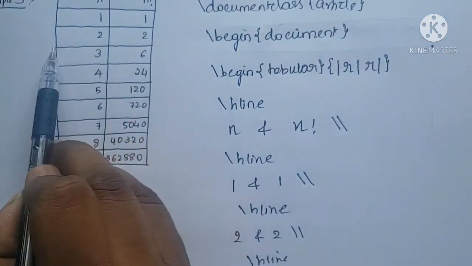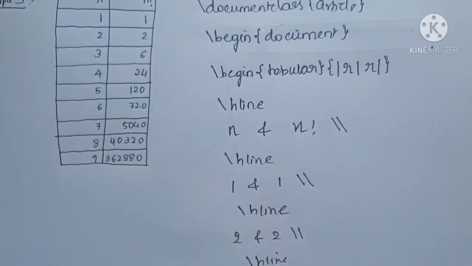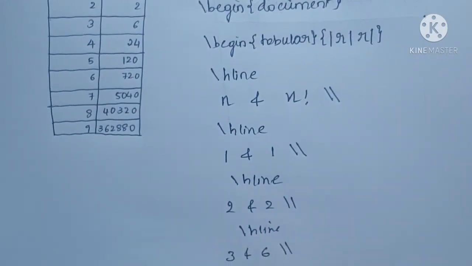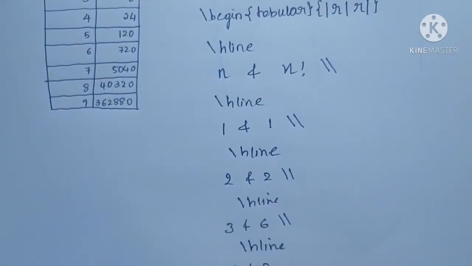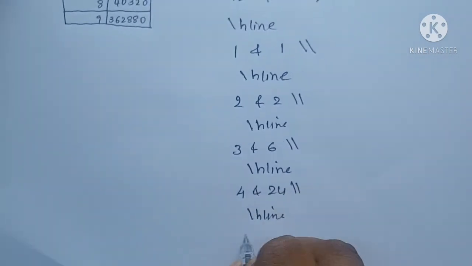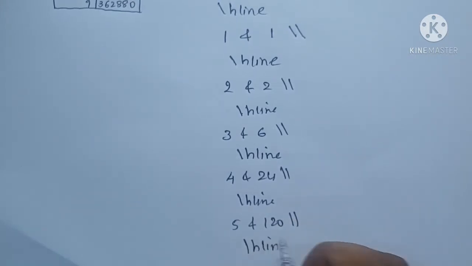Why am I using hline? Because in between each and every row there are horizontal lines. That is why I am using hline. What will be the next row? 3 and 6, backslash hline. Next, 4 and 24, backslash hline. Next, 5 and 120, backslash hline.